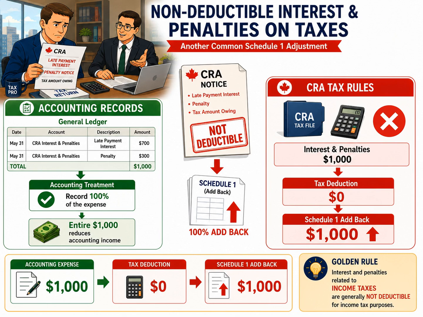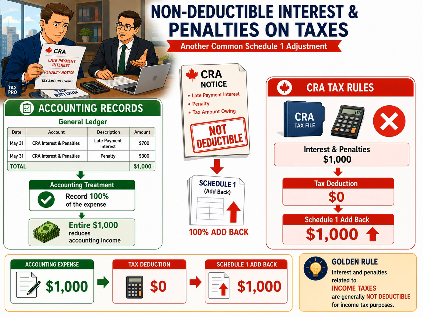For example, suppose the corporation pays $700 of interest and $300 of penalties. The full $1,000 is recorded as an expense and reduces the company's accounting income. However, the tax treatment is different. The Income Tax Act generally does not allow a deduction for interest or penalties that relate to income taxes, since these costs arise because of tax obligations rather than from earning business income. They are not considered deductible business expenses. As a result, none of the $1,000 can be claimed as a tax deduction.